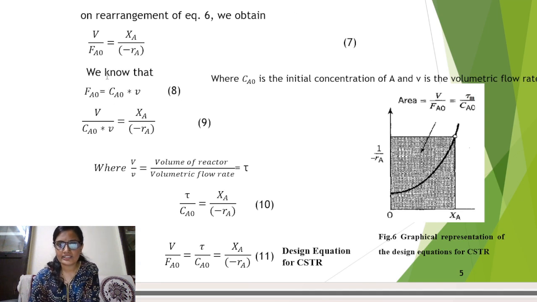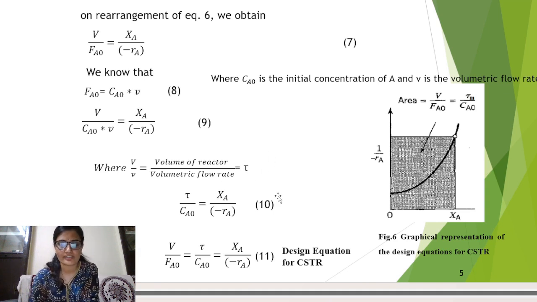We know that this Fa naught molar flow rate can also be written as C naught into v. C naught is the initial concentration and small v is the volumetric flow rate. So we can replace Fa naught by C naught into v in equation number 7, and we get equation number 9. Here capital V by small v, where capital V is the volume of reactor and small v is the volumetric flow rate, the ratio of these two is known as tau. Tau is the space time.